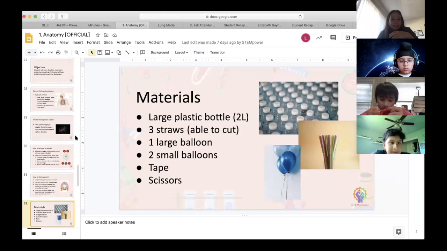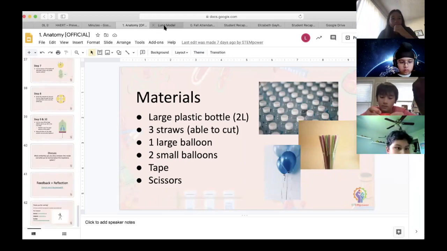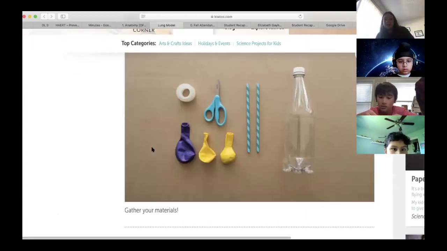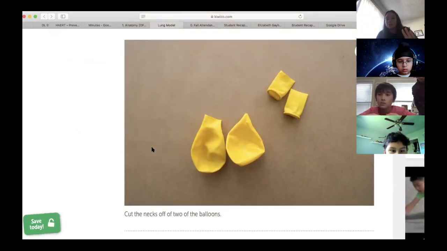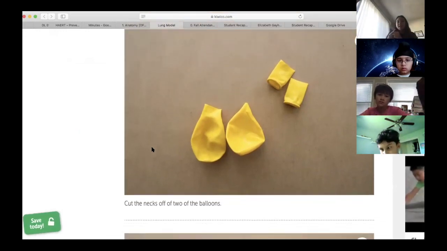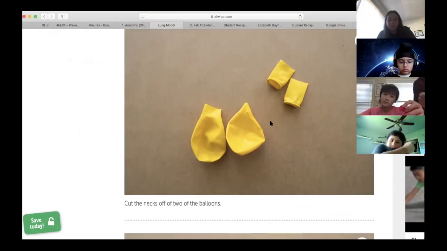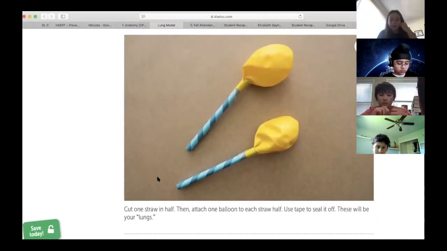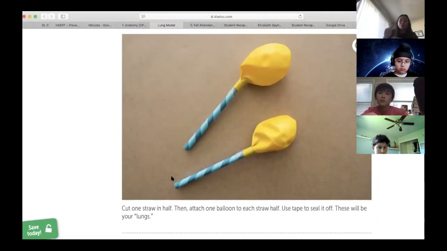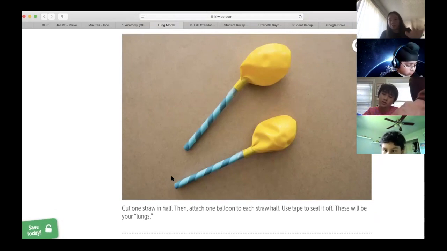I found the instructions on these slides to be a little bit confusing, but they did provide a link, so I'm just going to follow this. Take your 2 small balloons, cut off the neck of them, and use only the big part. Then with only one of your straws, cut the straw in half. Then attach 1 balloon to each half straw. Only use the 1 straw, because you're going to need the other straw for something.